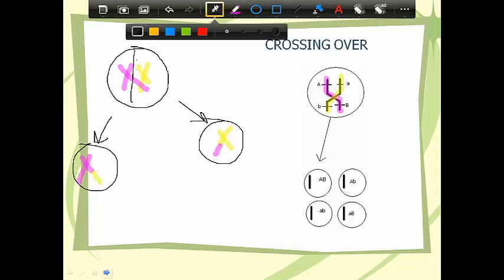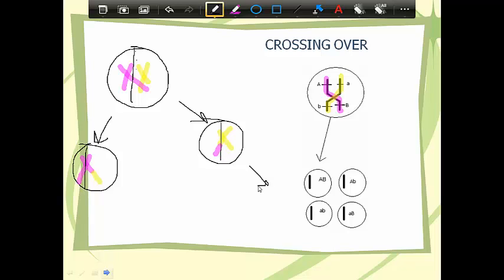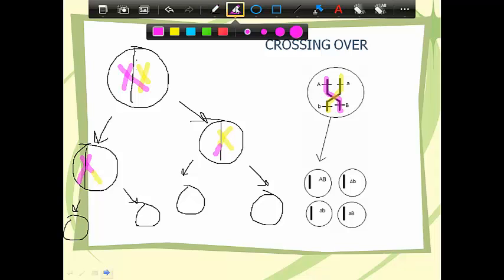Now we're going to go through meiosis 2 as we did before. Separate them out. Divide those sister chromatids. I have 4 possible gametes. On one side we've got all yellow. On the other side we've got a little yellow and a little pink. Same thing on the second set of cells. One side we've got pink and a little yellow, and then on the other side we've got all pink.